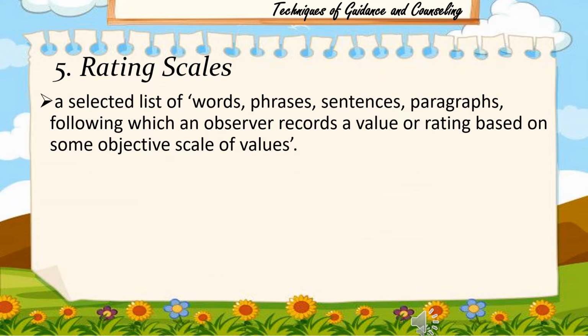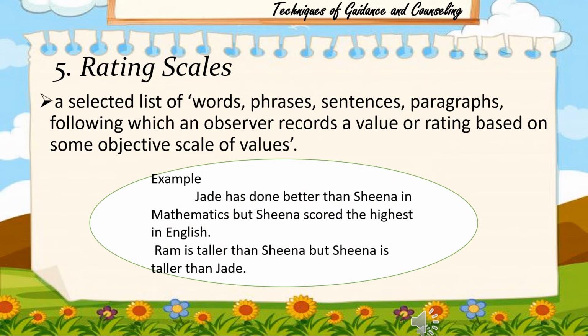So, for example, Jade has done better than Sheena in mathematics, but Sheena scored the highest in English. Ram is taller than Sheena, but Sheena is taller than Jade. So in a rating scheme, each student is judged on the same general traits, and judgments are expressed in the form of a scale on which are marked very poor, poor, average, good, and very good.